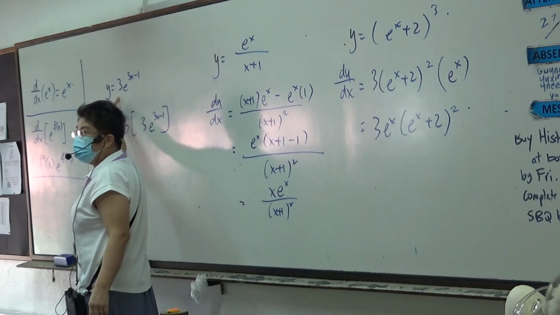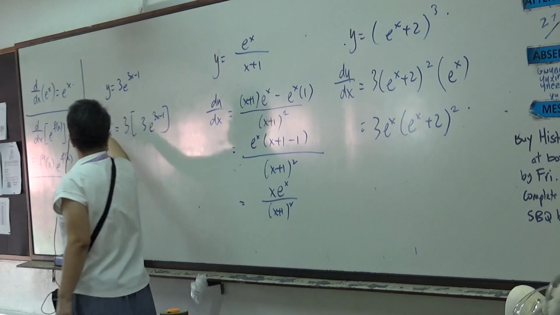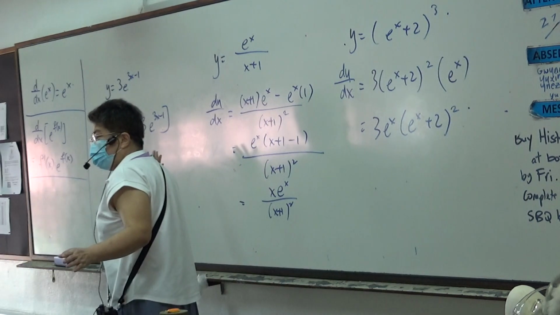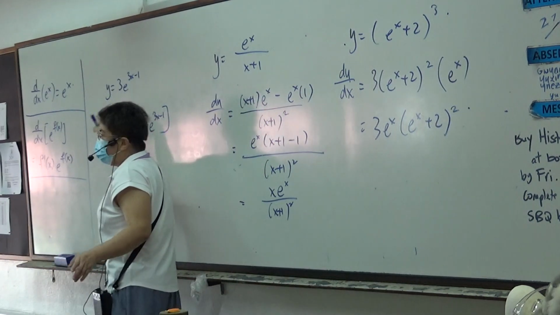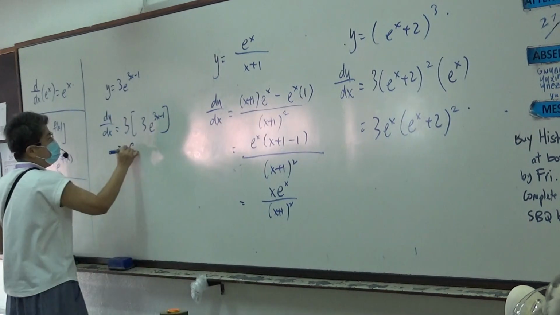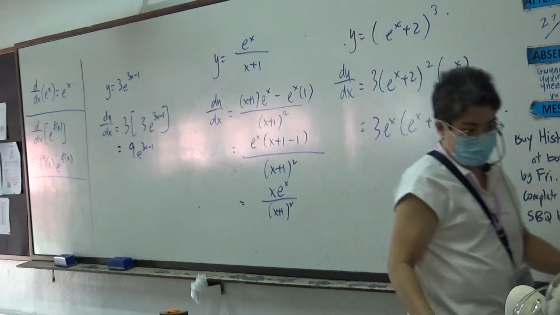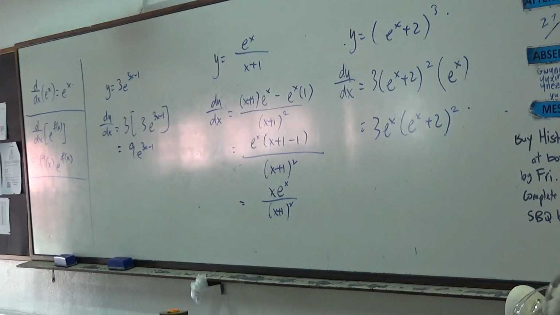You differentiate 3, what do you get? 0, so there's nothing there. Actually, when there's a coefficient, you just leave it there and just differentiate. That's it. You don't need to use product rule. Okay, so this will become 9e^(3x-1). That will be our answer. Everybody clear now? Okay, next one. Part B.